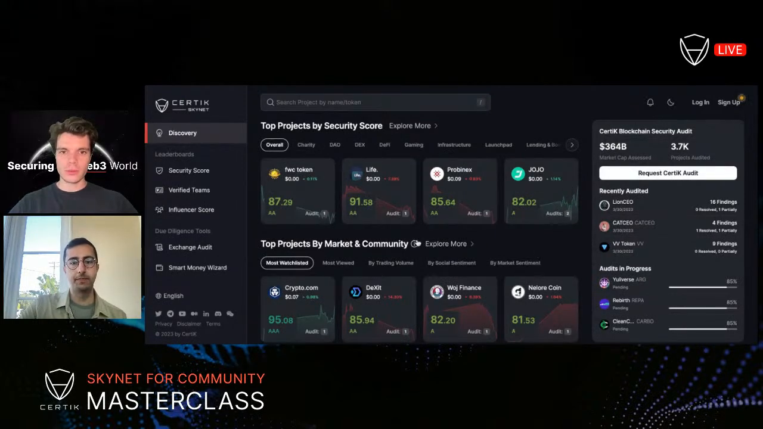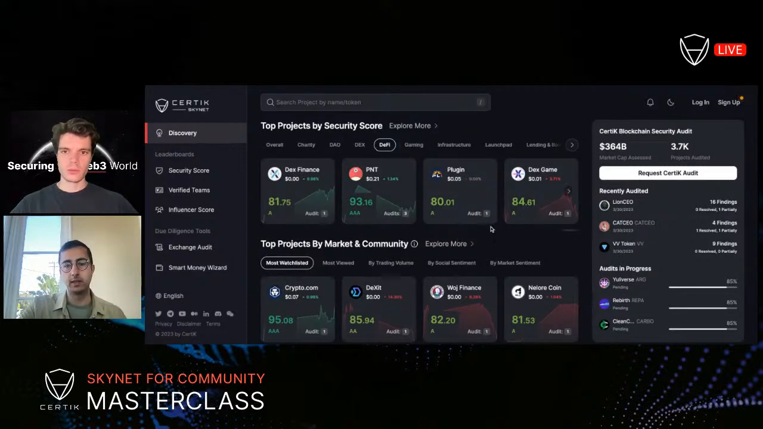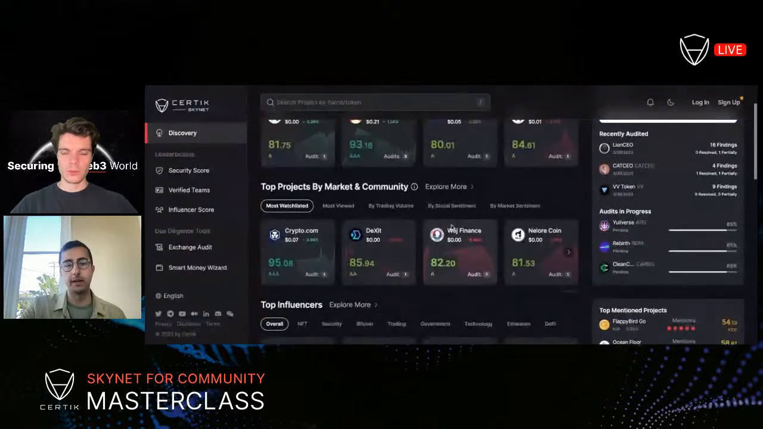So as soon as you land, you get onto this discovery page, and we intend for it to be very dynamic. If you're a Skynet user, you can come on here every day and see what projects are trending in different categories. Just going from the top, we have different projects that are leading by security score, and we're able to adjust that based off category. So if you're trying to find DeFi projects, or discover gaming projects, the ones that are trending by security score will be displayed up here.